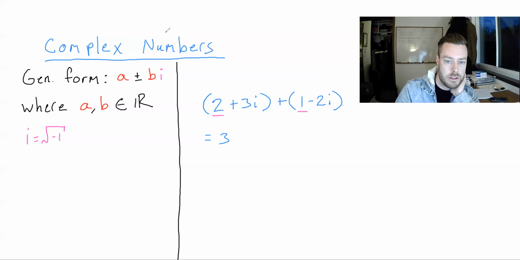Now you need to take the other terms, which are your imaginary terms. You're going to take the 3i, and you're also going to take the negative 2i.